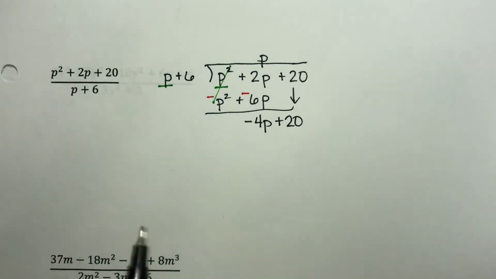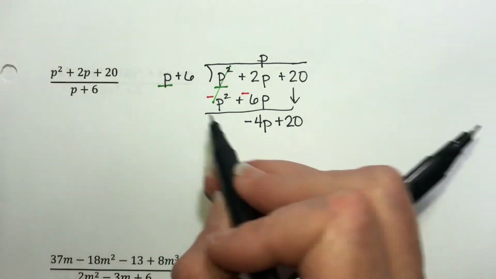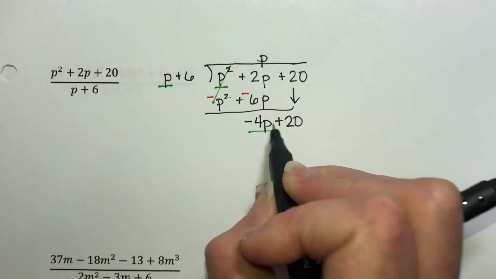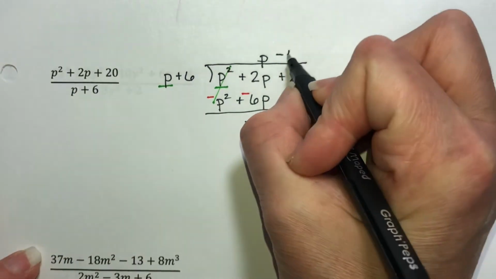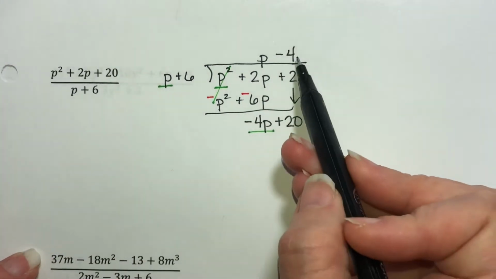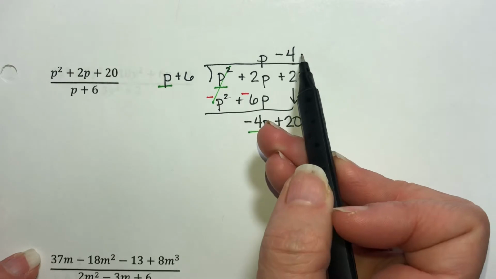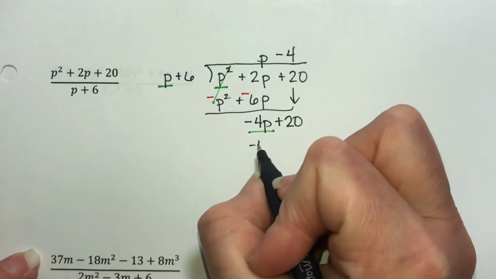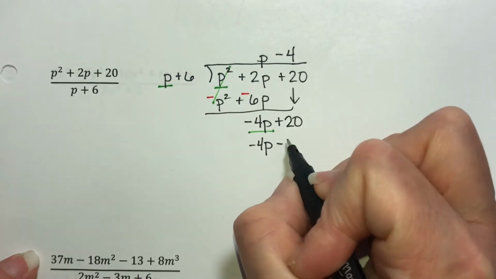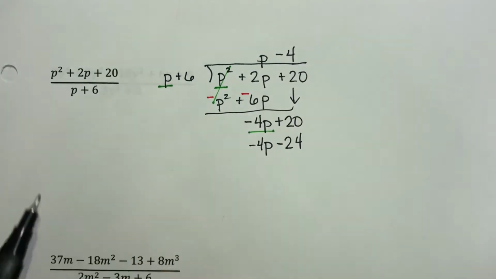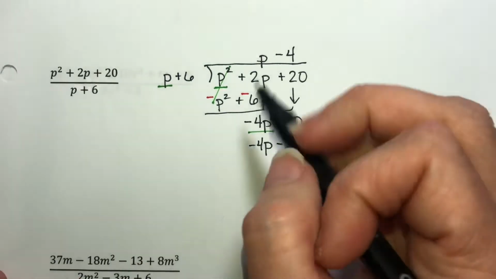Okay, now again, we concentrate on our first terms. I want the p to become a negative 4p. So what do I have to multiply it by? A negative 4. So now you do negative 4 times each of these. Negative 4 times p is negative 4p. Negative 4 times 6 is negative 24. We're subtracting, so change your signs.